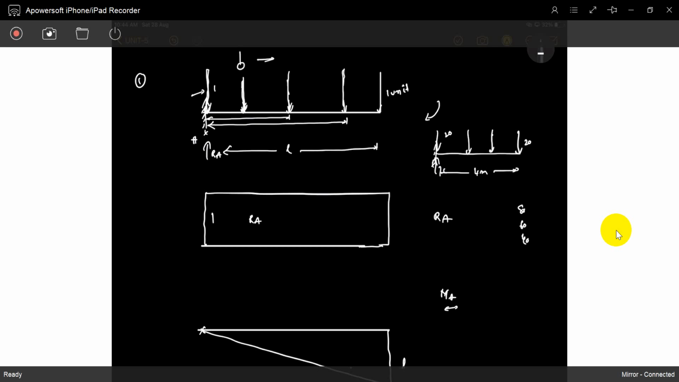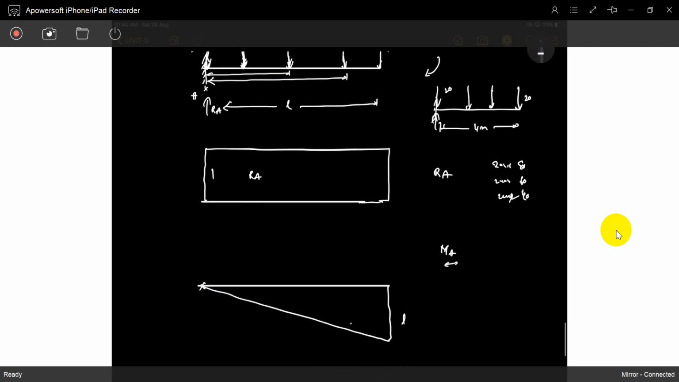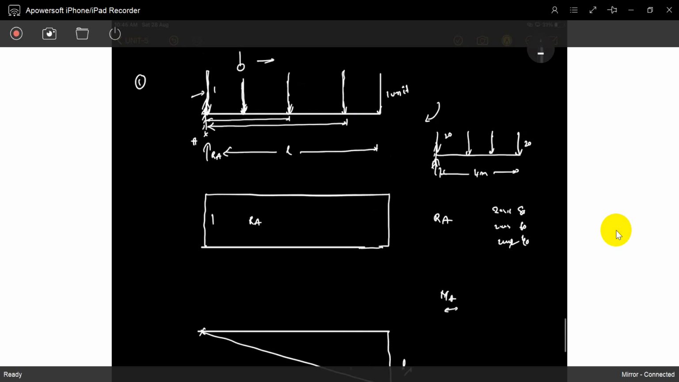So how is the bending moment varying when the load is moving from one end to the other end? Exactly, it is multiplied with the distance. 20 is constant. It's 20 into 4, 20 into 3, 20 into 2. So it changes with respect to the length, from L to 0. That is the ILD for MA.